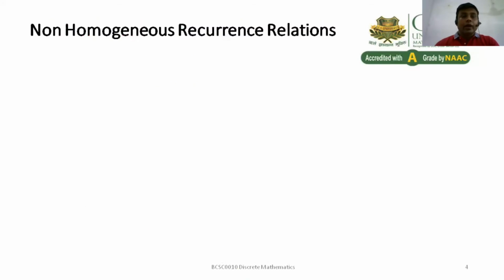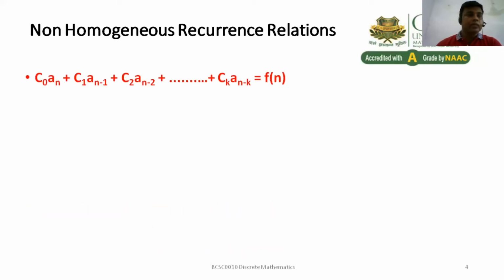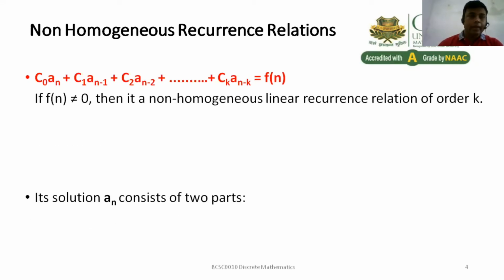Now, whenever we have to solve a non-homogeneous recurrence relation, that means whenever the f_n part is not equal to 0, how do we solve it? Here the general form will be C0 a_n plus C1 a_(n minus 1) plus C2 a_(n minus 2) plus and so on up to Ck a_(n minus k) equals F_n. And if this F_n part is non-zero, then this is called a non-homogeneous linear recurrence relation of order k.